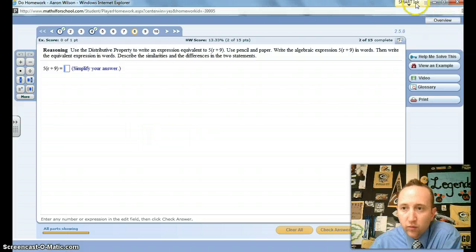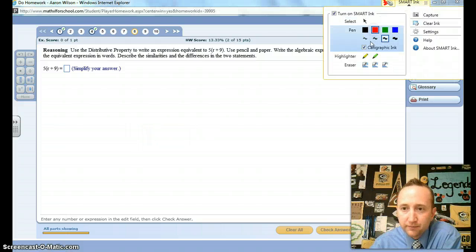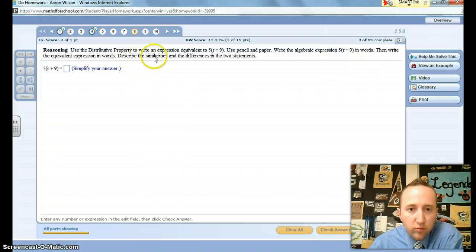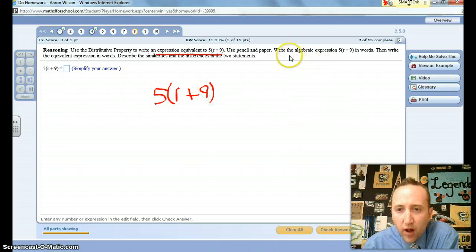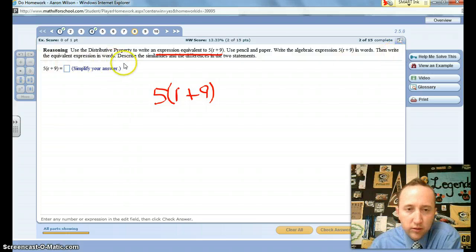All right, so this one reads, use a distributive property to write an expression equivalent to 5 parentheses r plus 9 end of parentheses. Use pencil and paper. Write the algebraic expression in words. Then write the equivalent expression in words. Describe the similarities and differences in the two statements. Okay, it says to simplify your answer here.